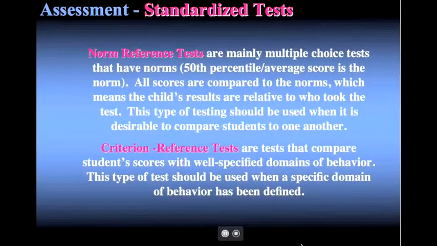Again, there are two types of tests that we can give kids, just to wrap up some key terms that are important in understanding national and state tests. A norm-referenced test is typically where all the scores are compared to norms, which means that you're going to compare the child to who else took that test.